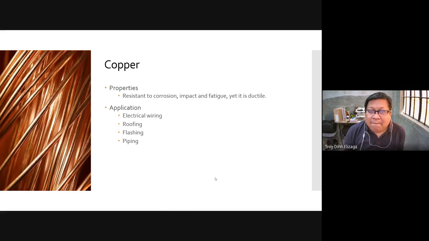No? It's also very conducive for electrical wires. Most of our wires are made of copper. Okay, so they are good conductors of electricity.